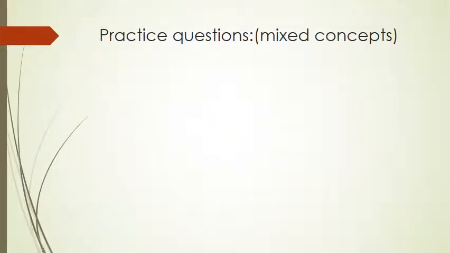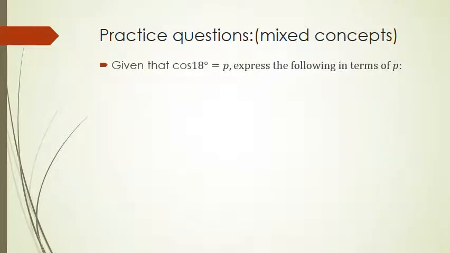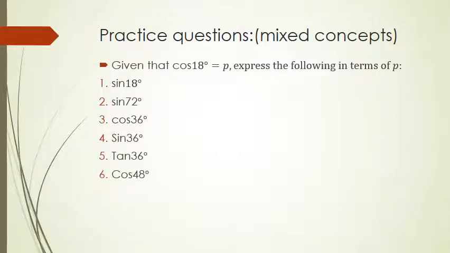Now here are some practice questions. Observe that these don't depend on double angle formula only. It's mixed concept. Use everything you have learned from grade 11 up to grade 12. Given that cos 18 degrees equal to p, express the following in terms of p. 1, sine 18 degrees; 2, sine 72 degrees; 3, cos 36 degrees; 4, sine 36 degrees; 5, tan 36 degrees; 6, cos 48 degrees; and 7, cos 27 degrees.